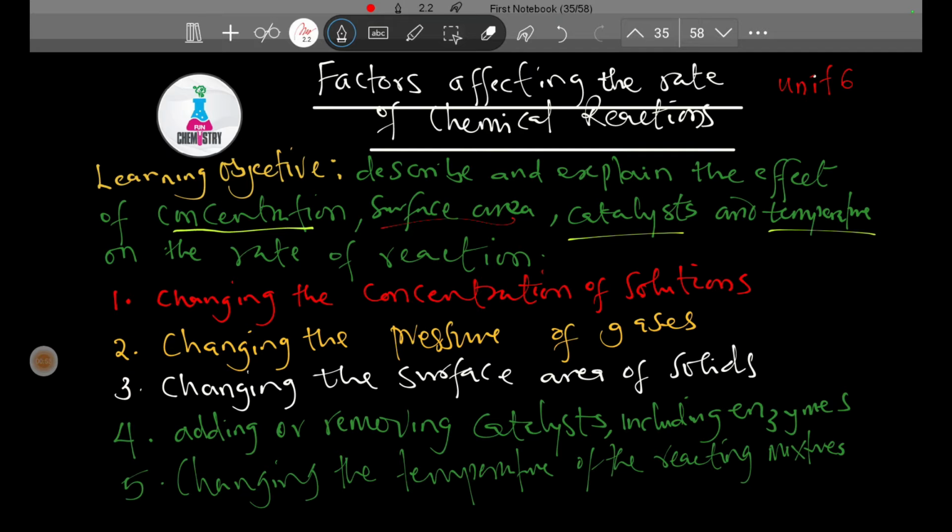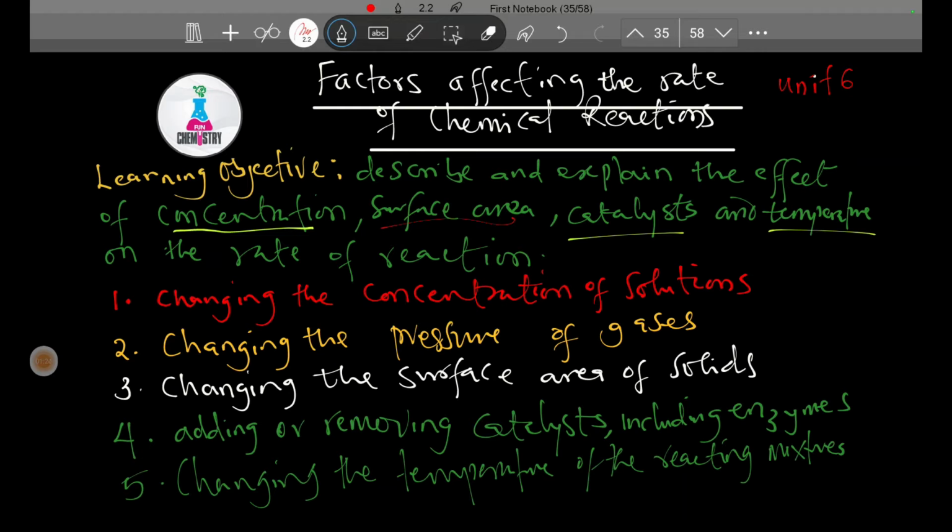So, we have to consider them one after the other. Number one, changing the concentration of solution. Number two, changing the pressure of gases. Number three, changing the surface area of solids. Number four, adding or removing catalysts, including enzymes. Number five, changing the temperature of the reacting mixtures.